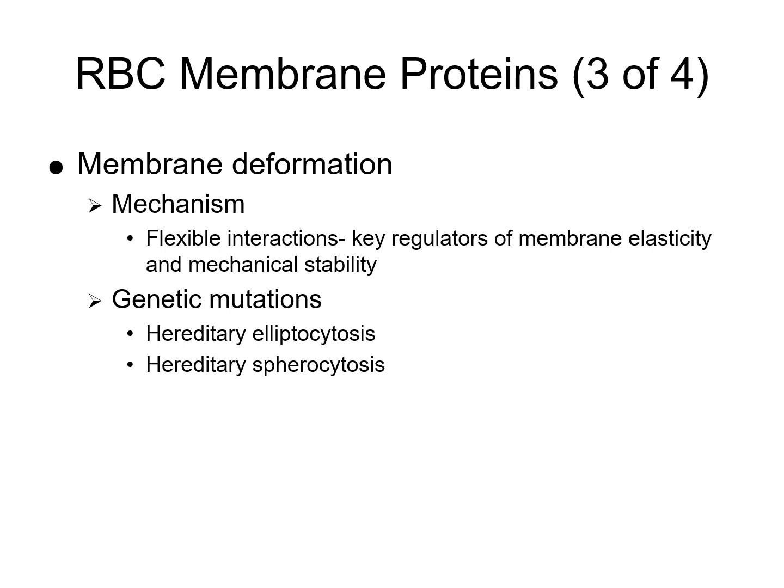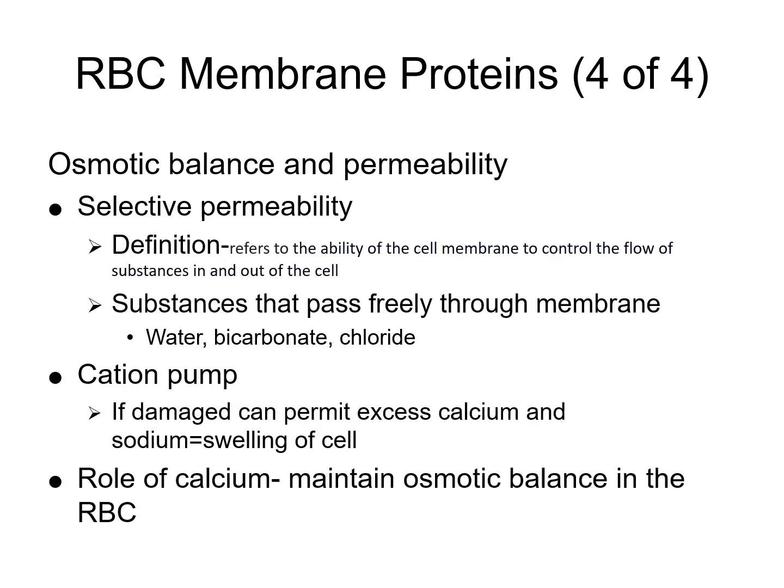And then we have hereditary spherocytosis. This is caused by mutations in ankyrin, band 3, spectrin, or protein 4.2. The effect is a loss of membrane surface area due to defective linkage between the cytoskeleton and lipid bilayer. This will cause the formation of spherical red blood cells, or spherocytes, with decreased elasticity, and this can cause increased fragility, which can lead to hemolytic anemia.